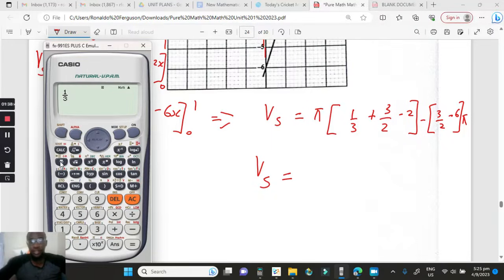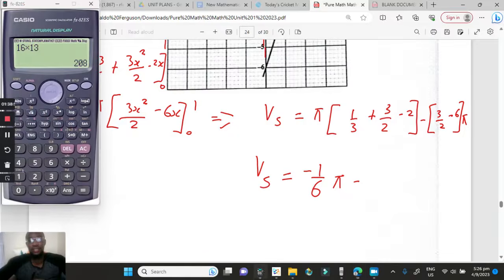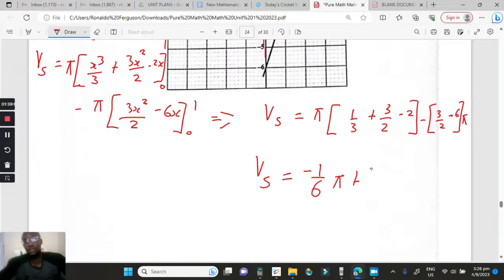One over 3 plus 3 over 2 minus 2. That part is negative 1 over 6 pi, minus the next side now, 3 over 2 minus 6. And remember, it's being subtracted, so minus that. That becomes plus 9 over 2 pi. We will add them.